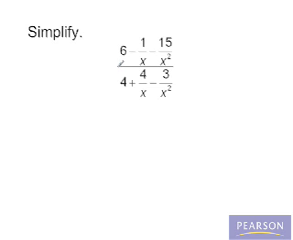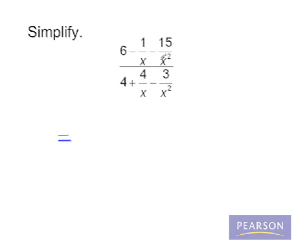Simplify the complex fraction (6 minus 1 over x minus 15 over x squared) over (4 plus 4 over x minus 3 over x squared). And the way we'll simplify this complex fraction is we will determine a least common denominator and then multiply the top and the bottom of this fraction by that least common denominator.